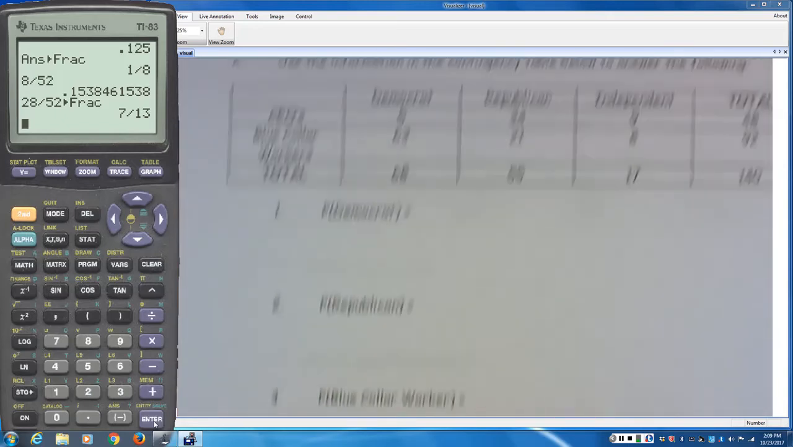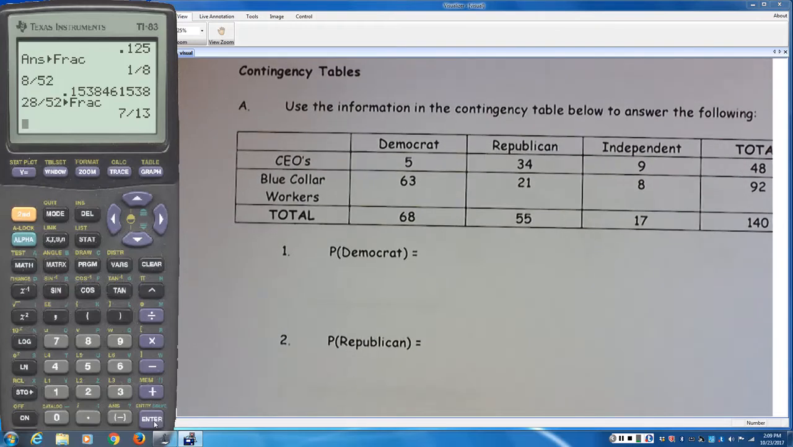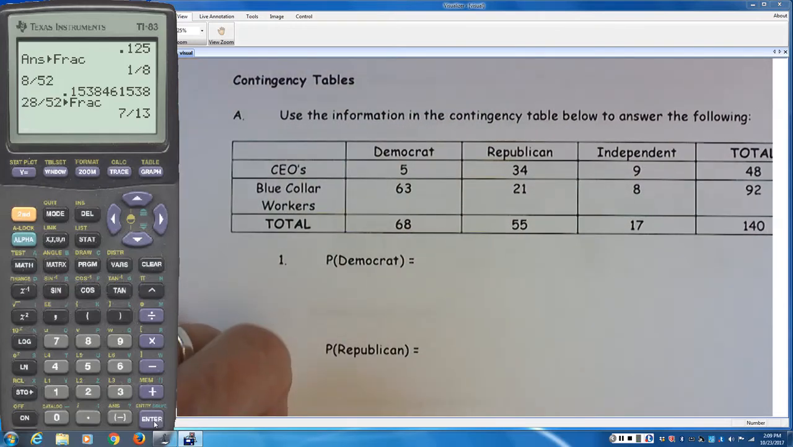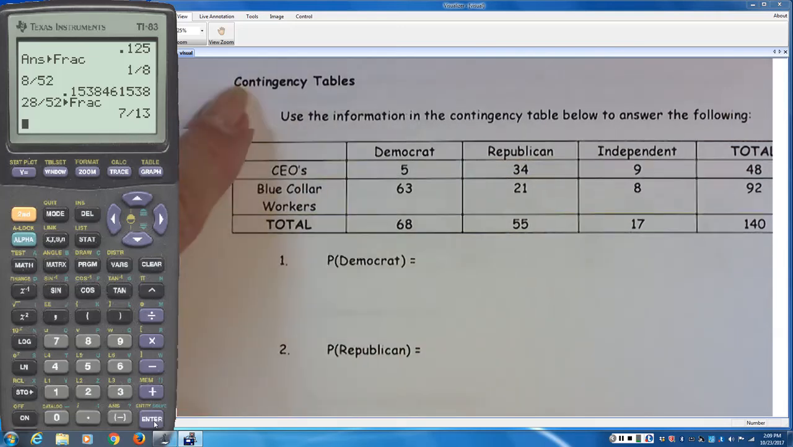So now we're going to do problems with the contingency table. And we've done these before. You should be able to do these by yourself. But I'm going to go ahead and do the first one with you. And then we're going to take time for a little pre-quiz in Nearpod.